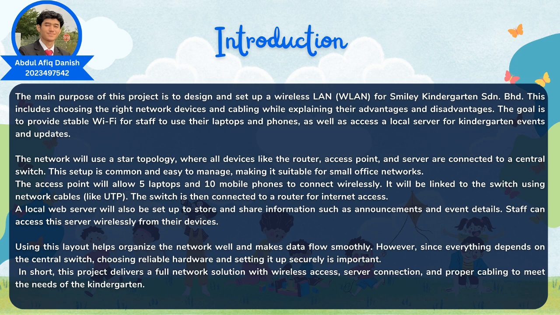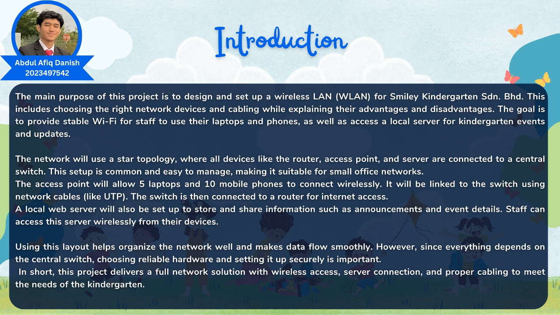Basically, we wanted to make sure the staff can connect their laptops and phones through Wi-Fi and also have access to a local server where updates and event info are stored. To do that, we use something called a star topology, which means all the important devices like the router, access point, and server are connected to one central switch. This makes the network easy to manage and more organized.